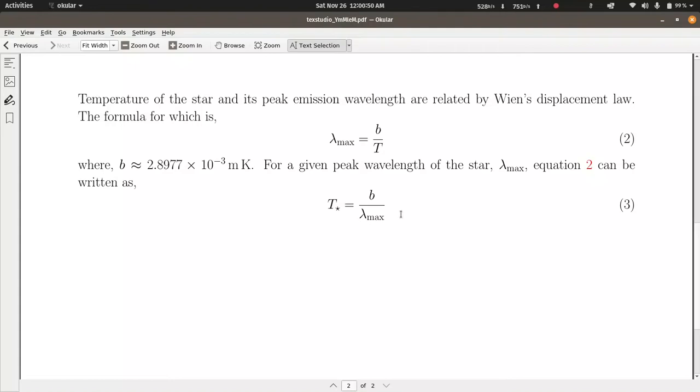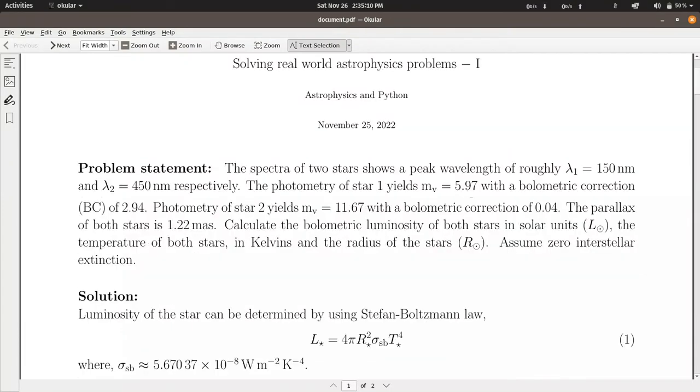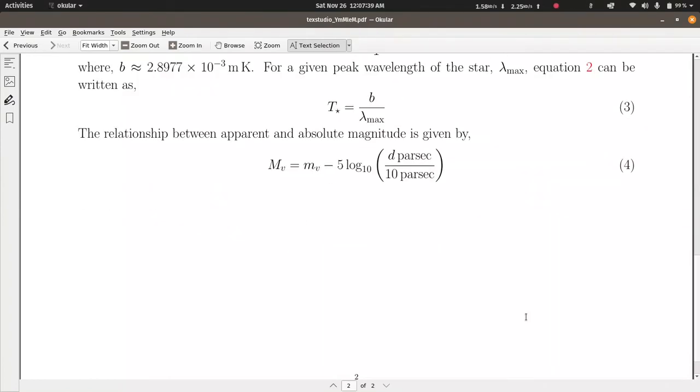Okay, so now that we have temperature, we need to find the other two values, that are the radius and the luminosity of the star. To determine the value for the luminosity of the star, we come back here for the apparent magnitude of the star. So let's first do the relationship for the apparent and absolute magnitude. The relationship between apparent and absolute magnitude is something like this, where capital M is the absolute magnitude of the star in V band. Similarly, the smaller m is the apparent magnitude.